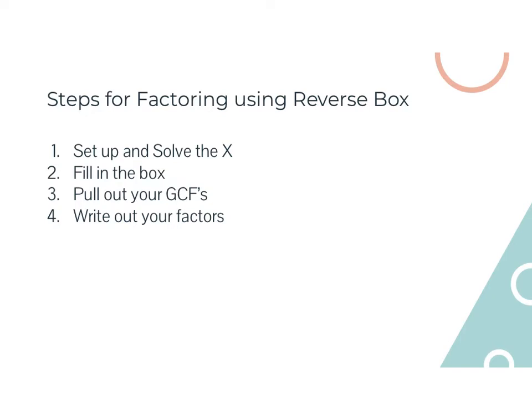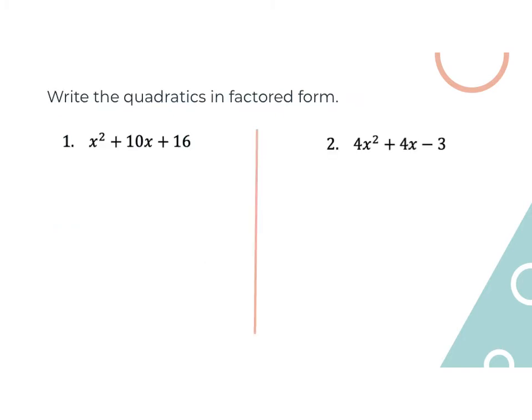So here's that step-by-step process that we talked about in our last lesson. We're going to set up and solve the X, then we're going to use those 4 factors that we have to fill in the box, then we're going to pull out the GCF, and then we're going to write our factors as 2 binomials multiplied together. All right, let's do some practice here.